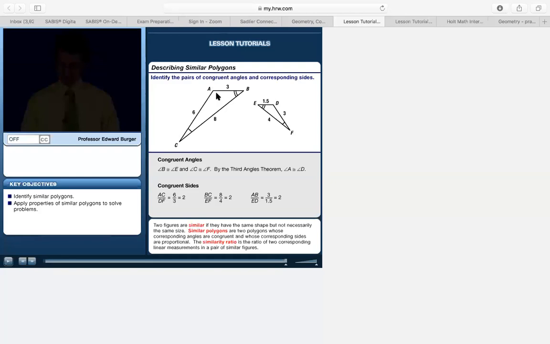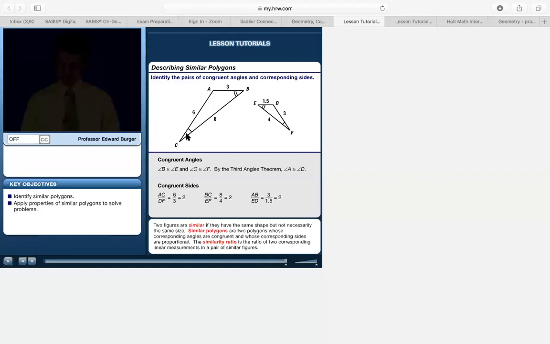What is the measure of AC? Who will tell me what is the measure of AC? 6. What is the measure of DF? 3. Excellent. So when you divide 6 by 3, it will be 2. Right, let's see the other two angles.